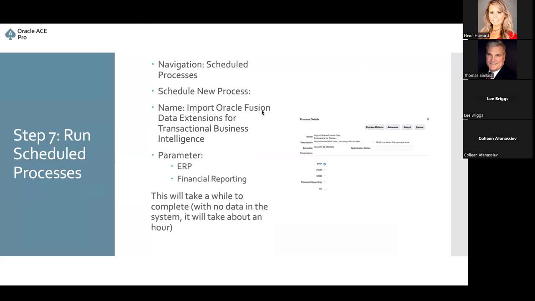The next one does take a while to run. So the last process we're going to run is import Oracle Fusion data extensions for transactional business intelligence. Now, because I'm doing this for financials, I'm running this for ERP and financial reporting. There are steps that you have to do with HCM. There are steps you have to do with CRM. So you could hit all. I always do ERP and financial reporting because I know they're the ones that I'm responsible for updating here.